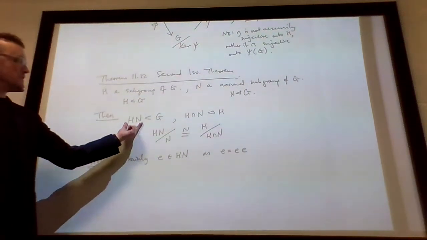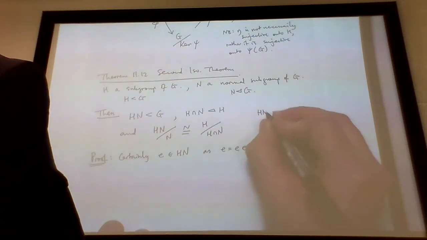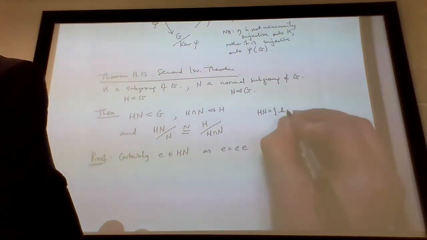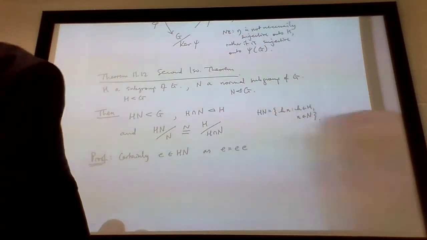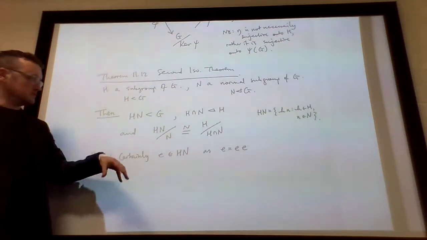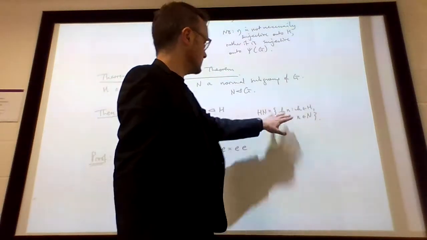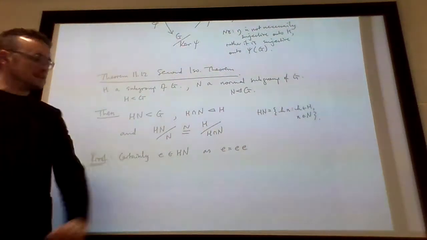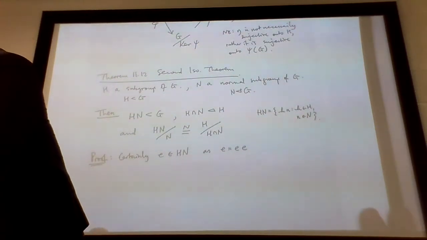Remember HN, by definition, is the set of all products like this, h times n, where h comes from H and little n comes from N. Okay, it's a product of subsets. So at the very beginning, we know it's a subset of G. G is the enclosing group, it's closed. So this is certainly a subset of G. It contains the identity.